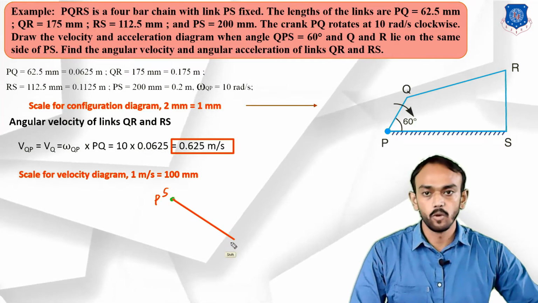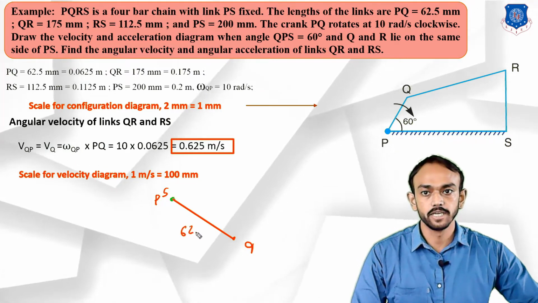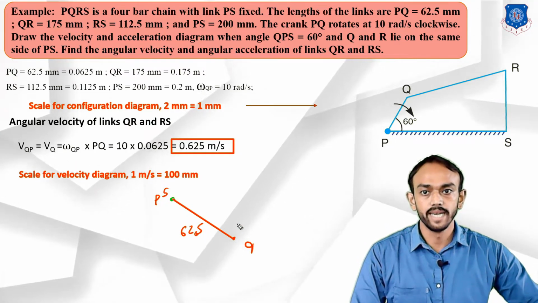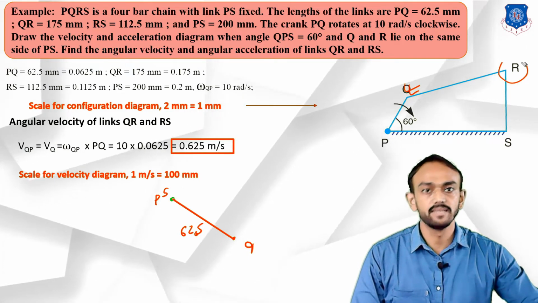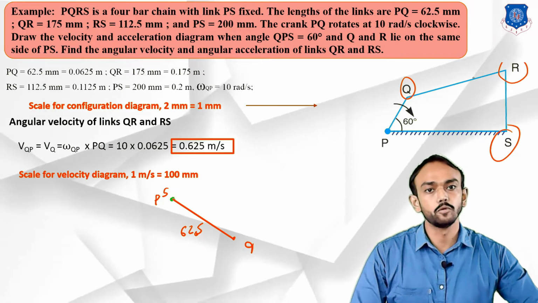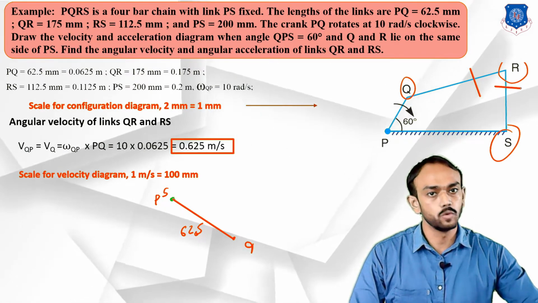Okay, and this point you will find here is Q, and this length is 62.5. Now as you know that we have Q, we find Q. Now we will find R. Now we have to take the perpendicular to QR and perpendicular to RS.